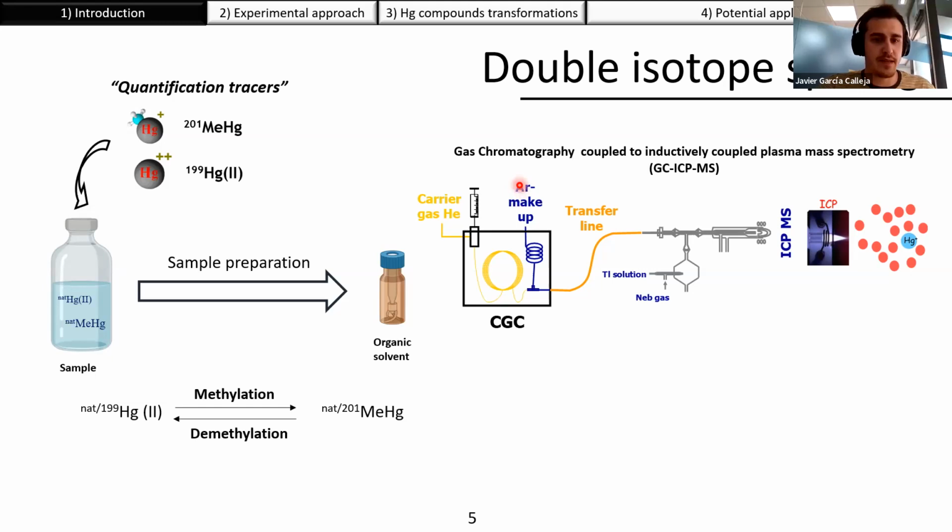What's the main problem with this sample preparation? Here in this sample preparation, we have a derivatization step that can degrade the mercury compounds.